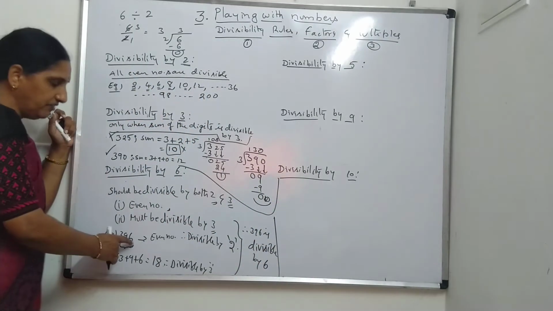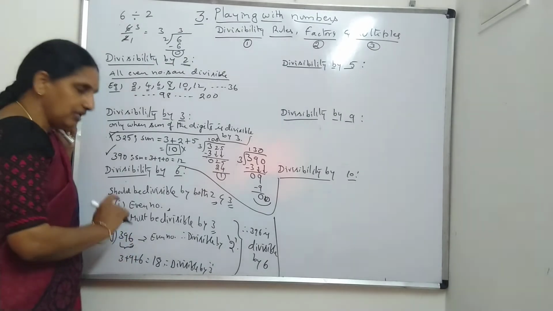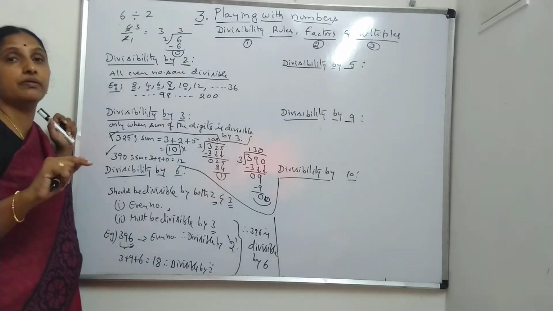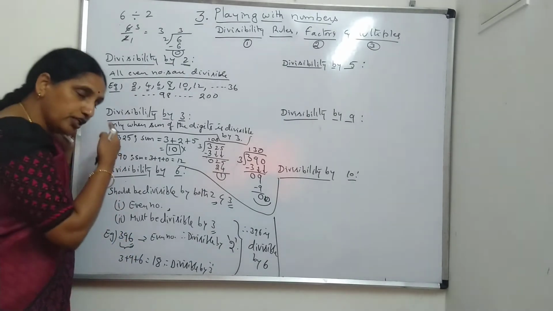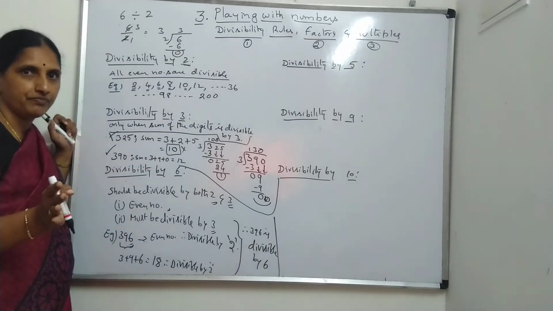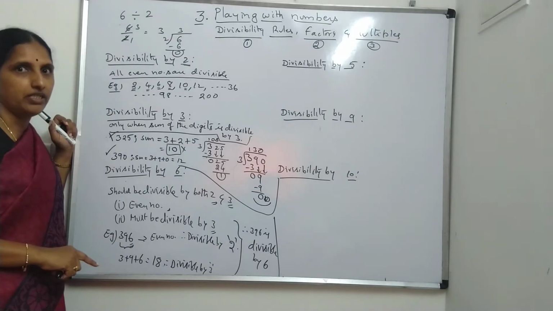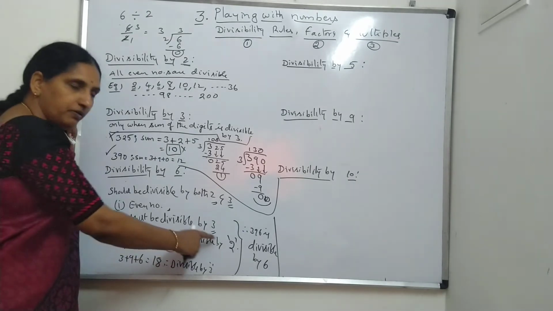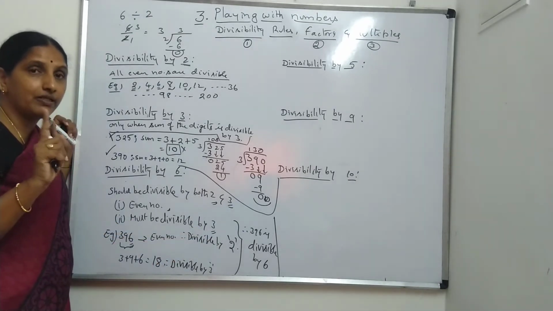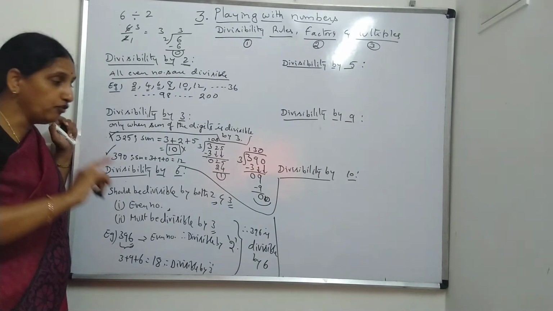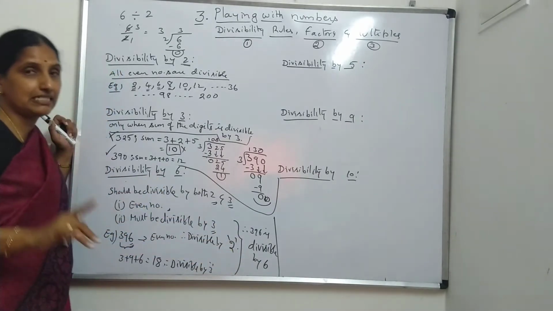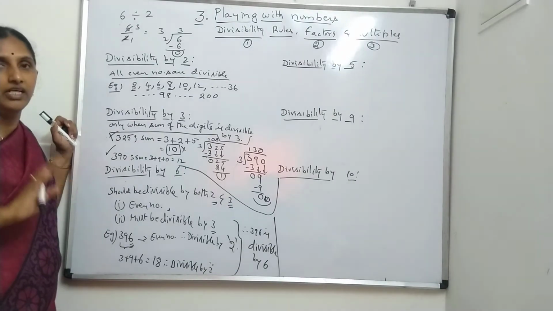If it is 395, neither is it an even number nor is it divisible by 3. So therefore it is not divisible by 6. Okay, so suppose if it is 394. 394, it is an even number, divisible by 2. But it is not divisible by 3. Therefore, it is not divisible by 6. This is how you have to write in your notes.